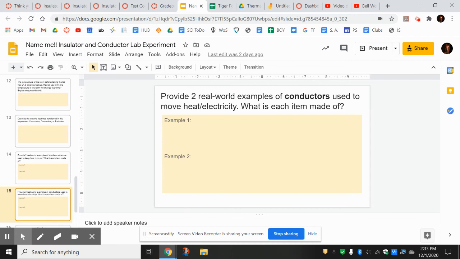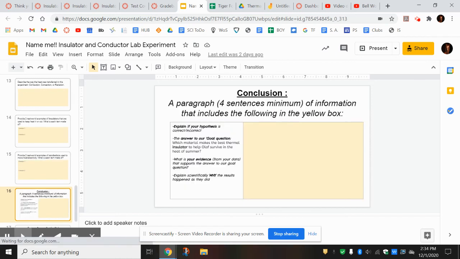Slide 15, it's the same thing but for conductors. Make sure you have 2 examples on there. Also, make sure you have told me what those items are made of. Don't leave that off. If you need to finish, pause, go finish slide 15, come back when you're done.